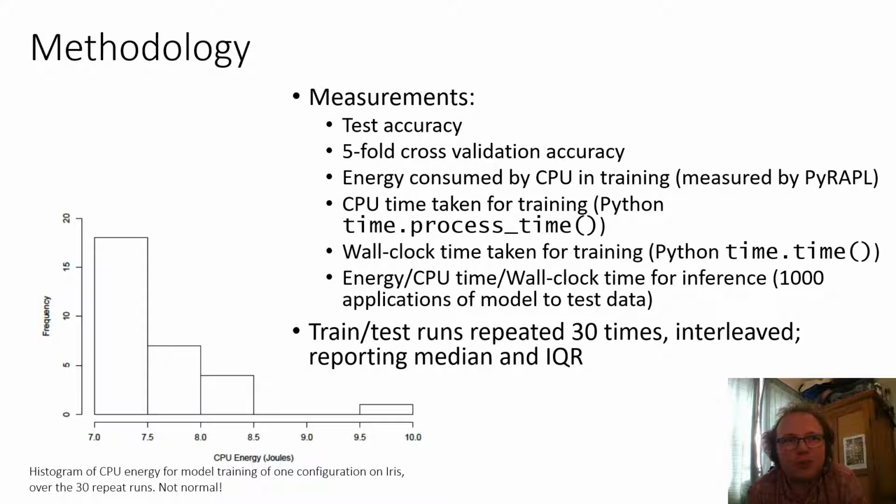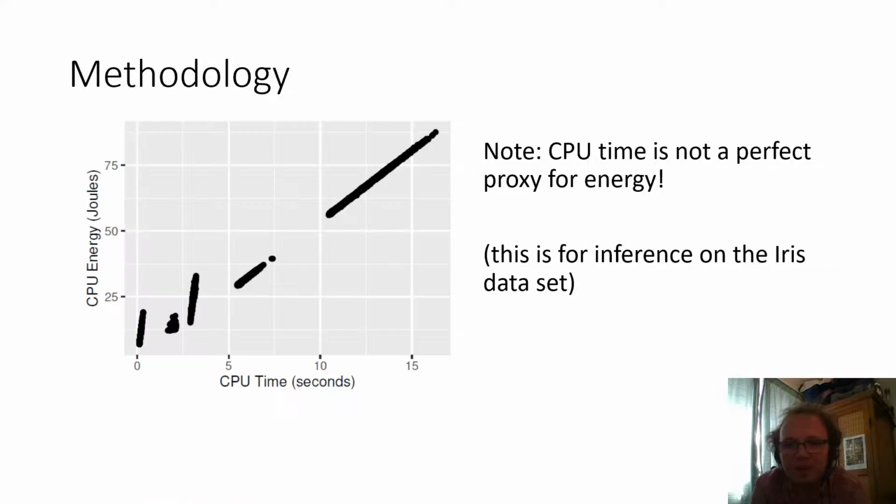You might be wondering why we're not just using CPU time as a proxy for energy, and anyone who's done energy measurement will know that the relationship isn't as straightforward as that. This is for all configurations on a particular data set, the CPU time versus CPU energy, and you can see that although there is overall a bit of a linear trend there, there's a lot of other things going on too.